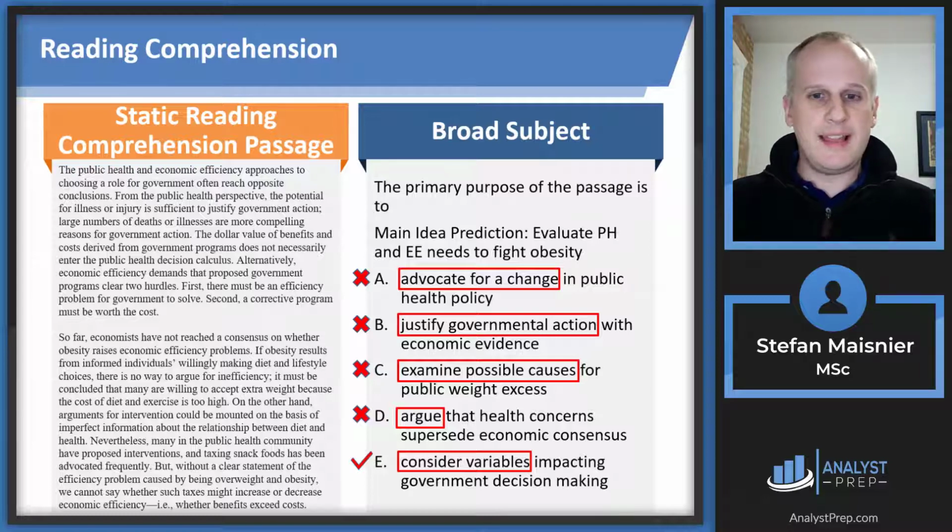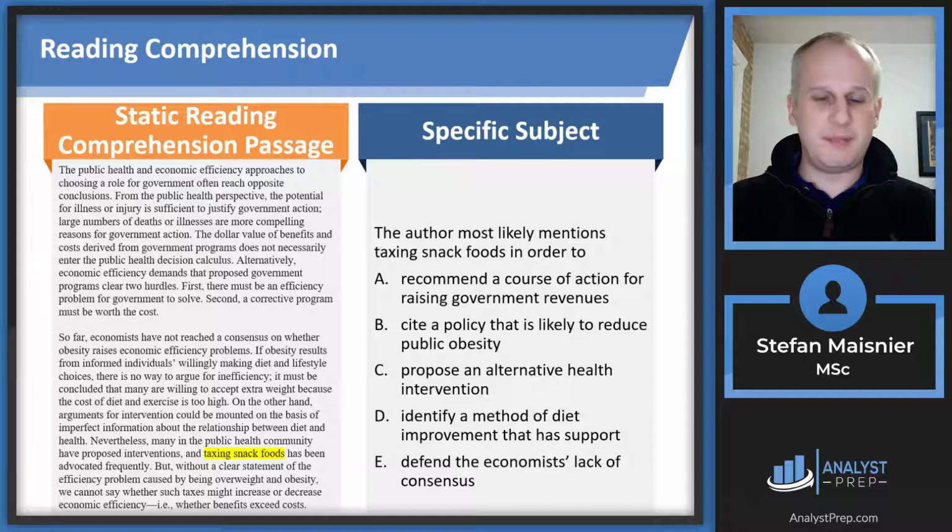So now let's take a look at a specific subject question. And oftentimes in the GMAT, they'll actually highlight the term or location that is being referred to. And in this case, we've got the author most likely mentions taxing snack foods in order to. So you can see the highlight down here on the left-hand side. And remember, we always want to go at least a sentence above and a sentence below.